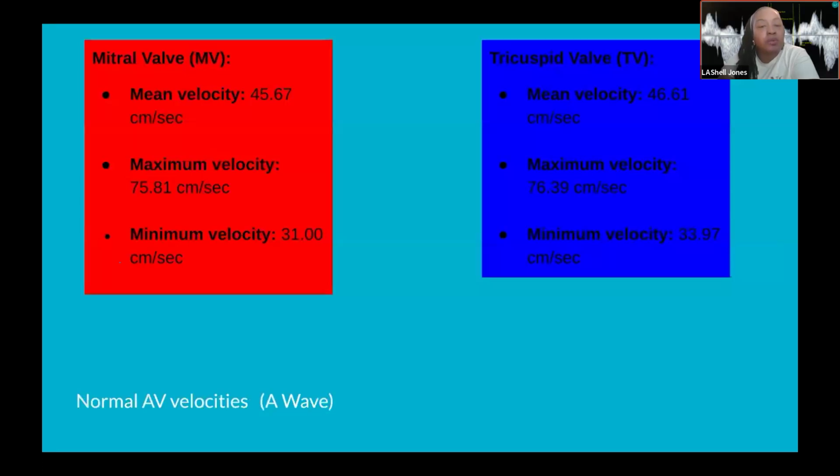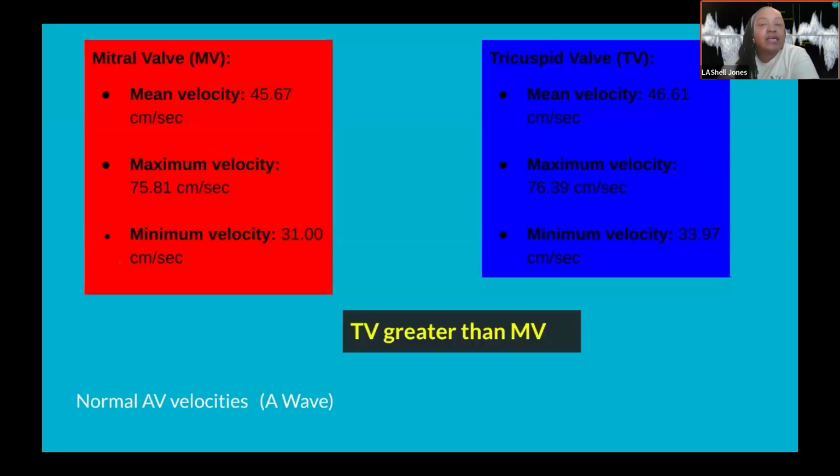Okay, now normal A wave assessment of the mitral valve is going to range between a minimum of 31 and a maximum of about 75.8 centimeters per second. Okay. Now the tricuspid valve minimum and maximum is between 33 and 76. You always want to assess the tricuspid valve. It normally is going to have a higher A wave velocity than the mitral valve. Okay, so just keep that in mind.